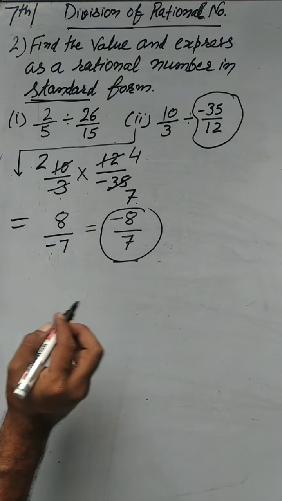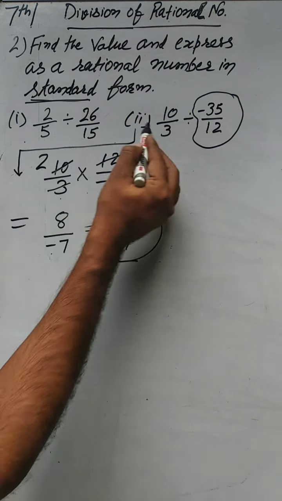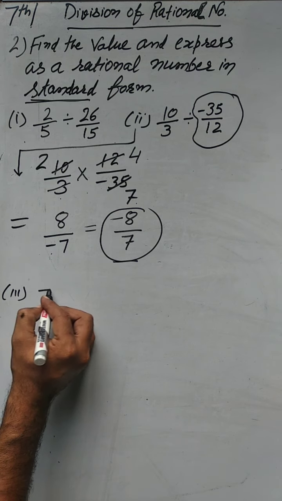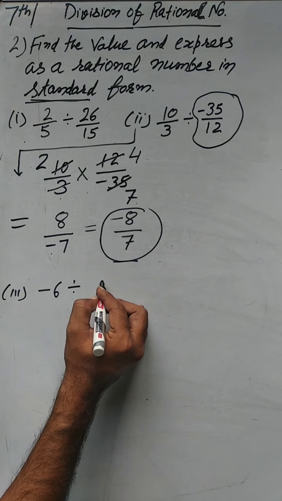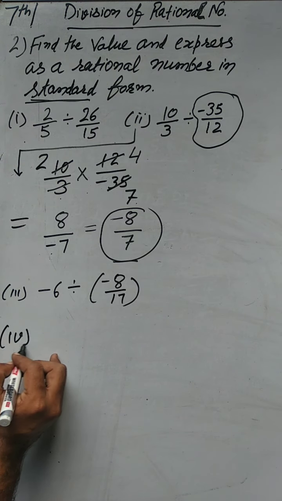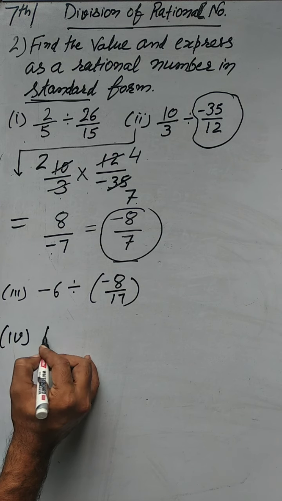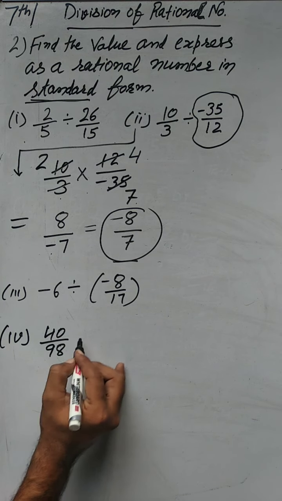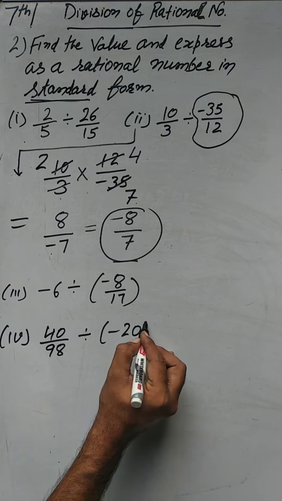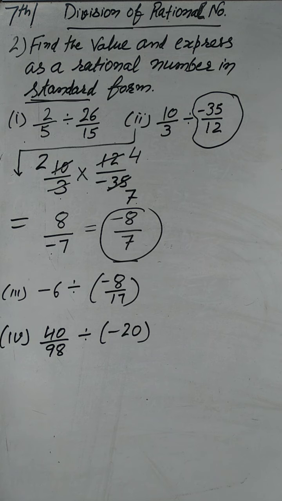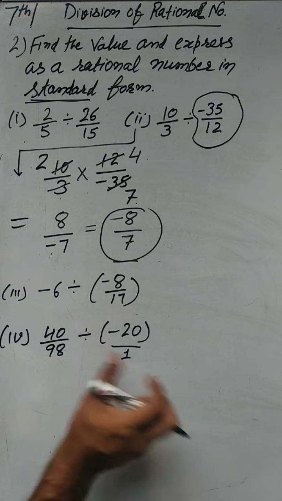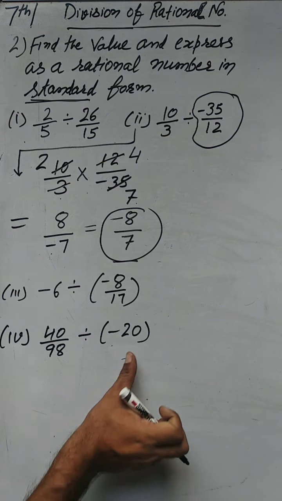Okay beta, the first two parts you have to try first, the second I have explained, and the third and fourth parts are also similar. The third is minus 6 divided by minus 8 upon 17, and the fourth part is 40 upon 98 divided by minus 20. Similarly you have to proceed. Here, for simplification you can take the denominator 1, then you have to try. Understood beta? Clear?